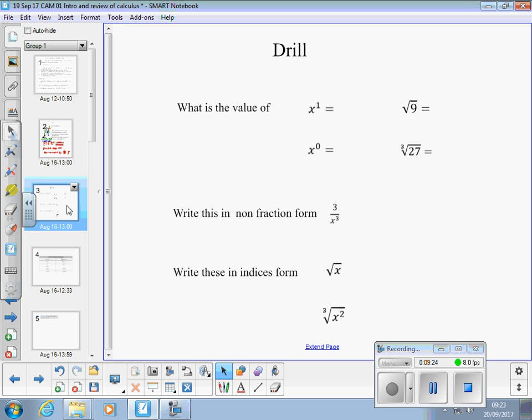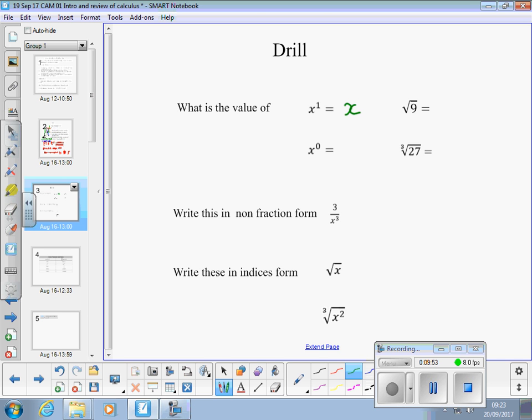Value of x to the power of 1. Sorry? X. Yeah. Any number to the power of 1 is that number. So the idea here is make sure you remember that you can write a plain x or any other variable as that variable to the power of 1 if it suits your needs.